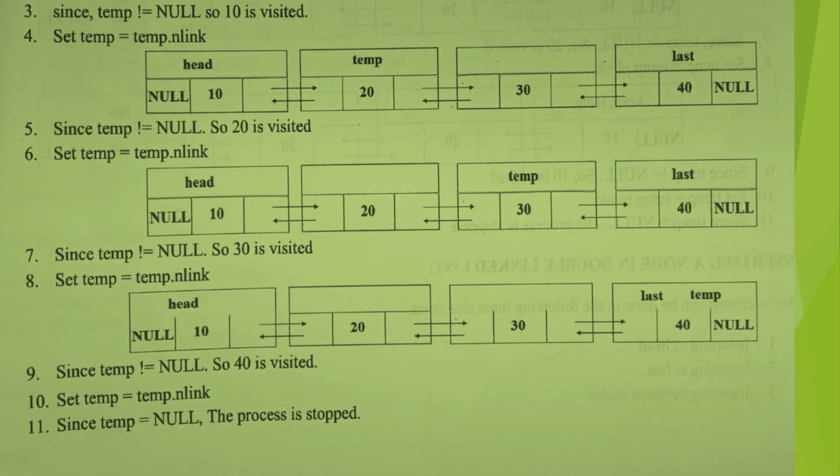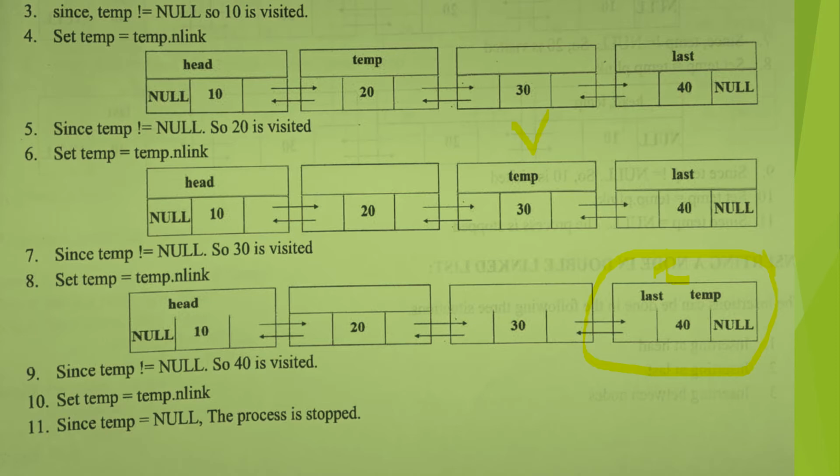Since temp is not equal to null, visited 20. Same. Now temp equals temp dot n link. Now the temp becomes 30, this node. Again the temp becomes this node. After reaching this node, the value of n link is null, so the process is stopped. So all the elements in the double linked list are traversed or visited.